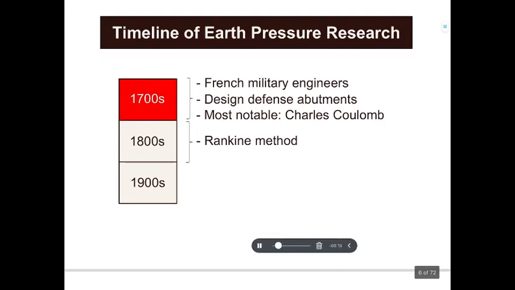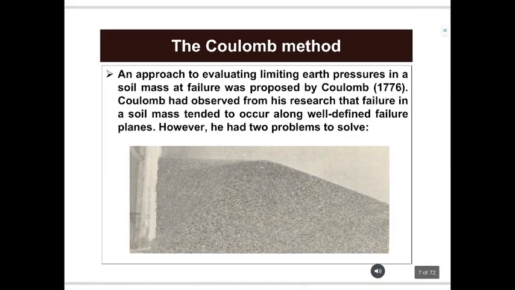In the 1700s, there was a French military engineer who was tasked to design the defense bombardment. His name is Charles Coulomb. He conducted a lot of retaining wall research. Coulomb proposed a method to evaluate the limiting earth pressure in a soil mass at failure. He observed that the failure in a soil mass tends to occur along well-defined failure planes.